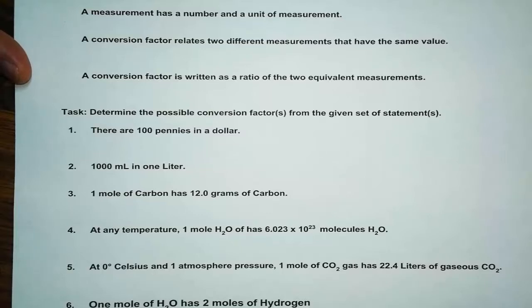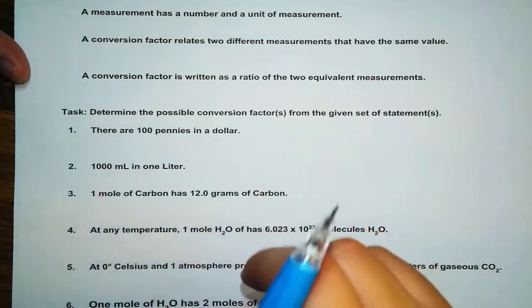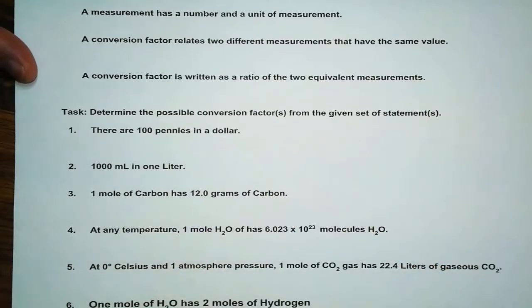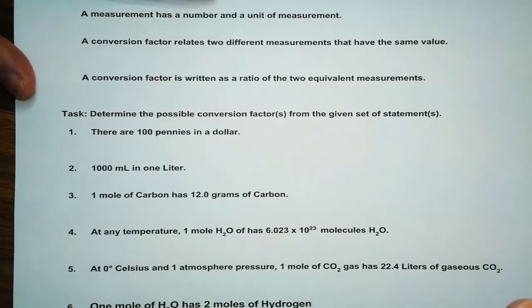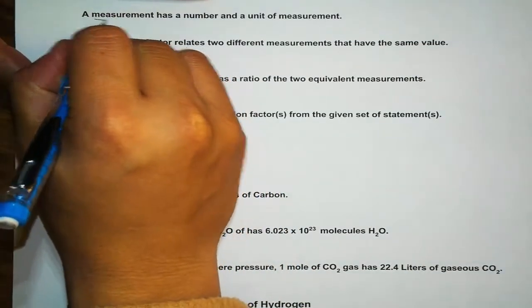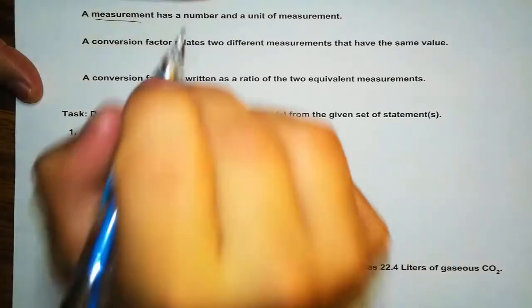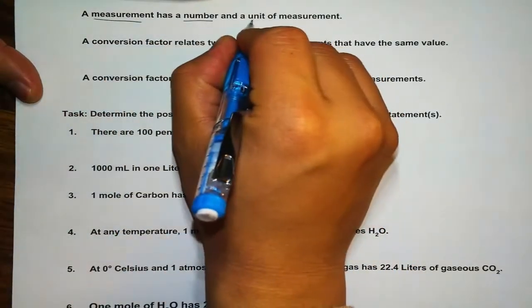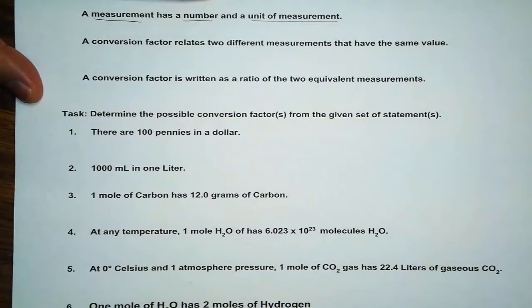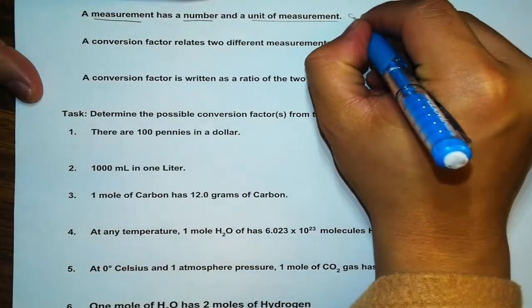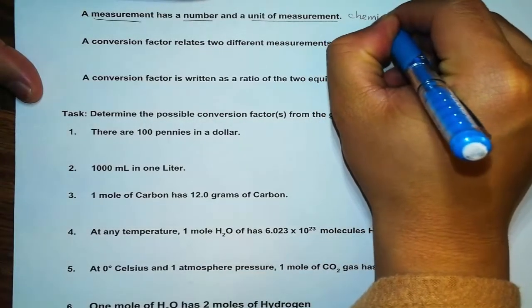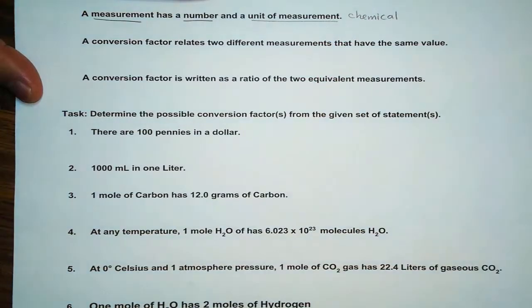In this lesson, we are going to look at how a measurement can relate to another measurement. Before we do that, let's look at the definition of a measurement. Just a review: any measurement must have a number and a unit of measurement, and sometimes it has the chemical, or the substance, that goes along with it.